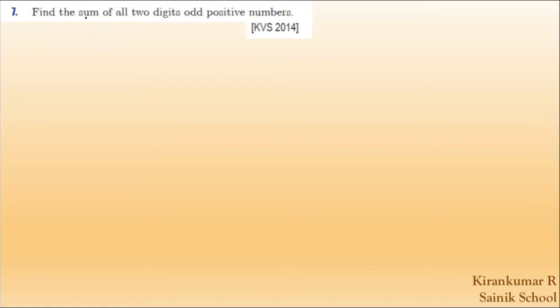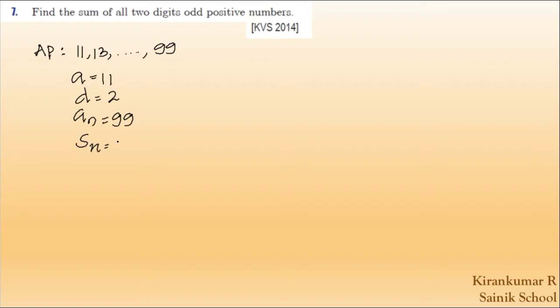First we have to make the list of 2-digit odd positive numbers. The required arithmetic progression is 11, 13, and it continues, and the last 2-digit number which is odd is 99. In this sequence, the first term is 11, the common difference is 2, the nth term is 99. We need to find the sum of these n terms.